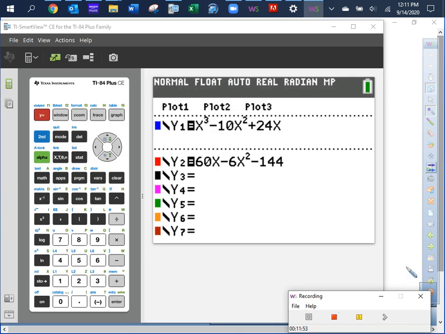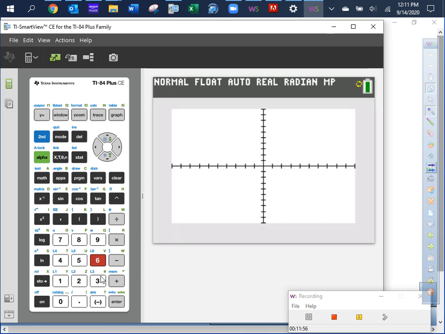Once you get them punched in, I always go to the standard window with a Zoom 6 to see what's happening. I'm supposed to see a slippery little snake and a parabola. With a colored calculator, it's not too bad to see that. With a black and white calculator, it's more difficult to see which graphs were what, so no offense if you have black and white. But can you see these two places? These are where they intersect.